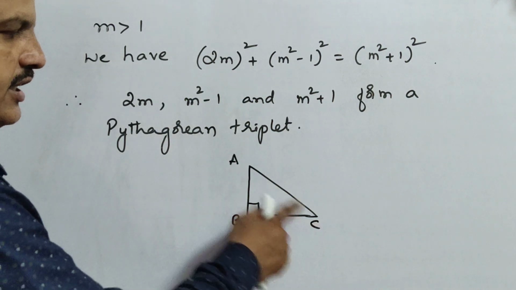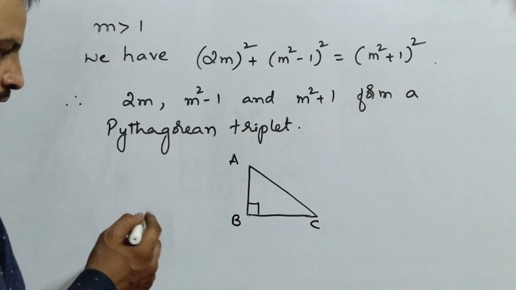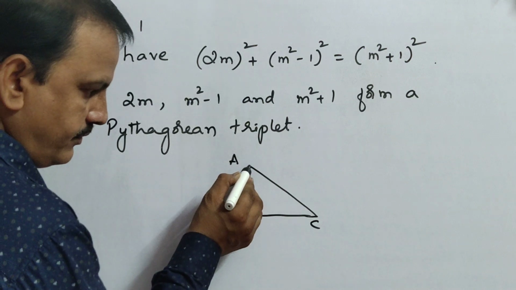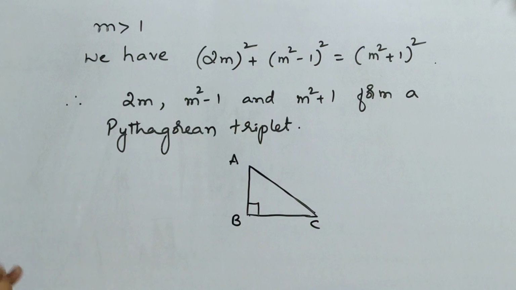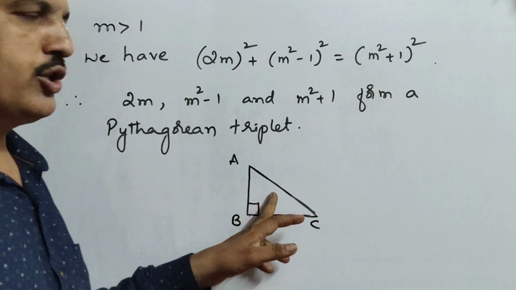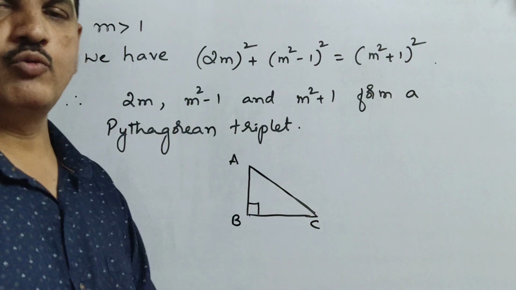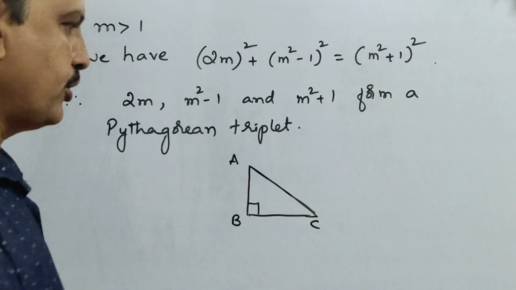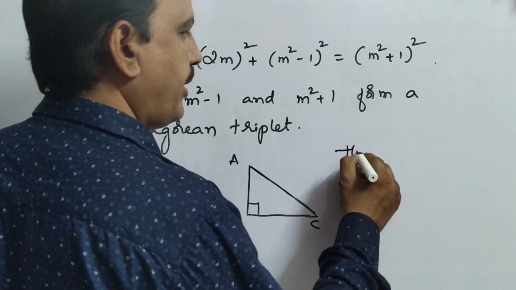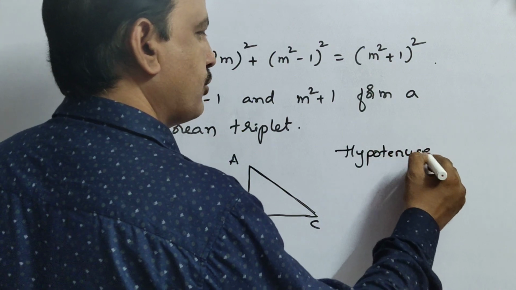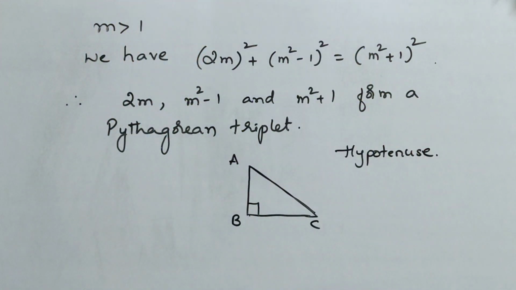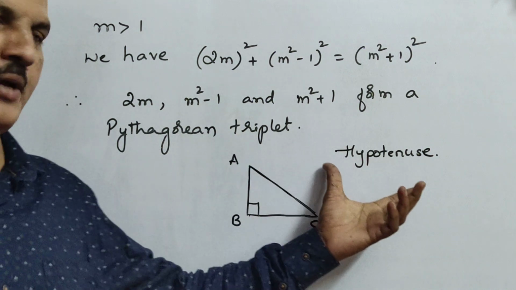Now here if you see clearly, it's a right angle triangle, and this is the longest side. In a right angle triangle, always the hypotenuse will be the longest side. What will be the longest side? Hypotenuse. So the longest side of a right angle triangle is the hypotenuse, children.